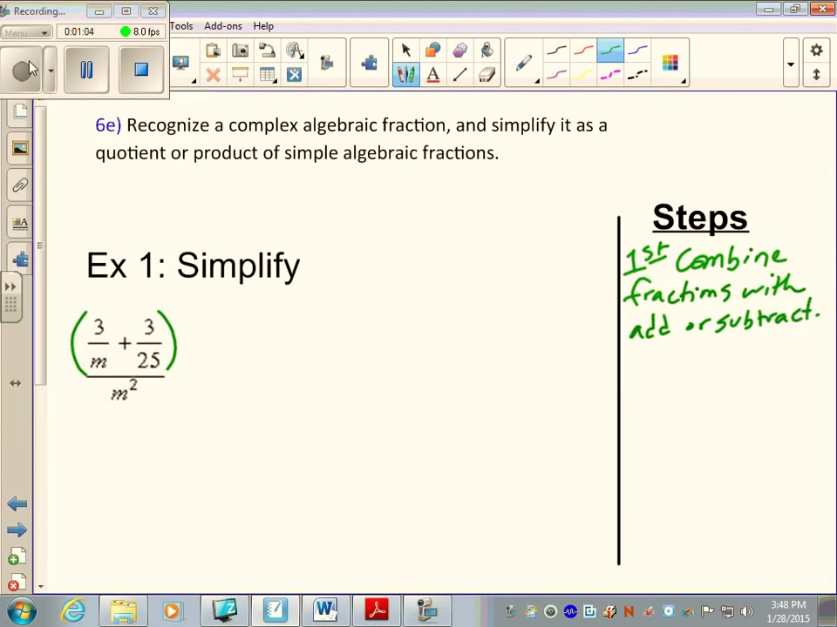To combine these, we learned earlier in chapter 6 that to combine two fractions, you have to have like denominators. So the left fraction, just to make this easy, I multiply numerator and denominator by the second fraction's denominator. The second fraction, I'm going to multiply by the first fraction's denominator. Now I'm going to rewrite this. I have 25 times 3, 75, over 25 times m, which is just 25m. I have 3 times m, 3m, over 25 times m.